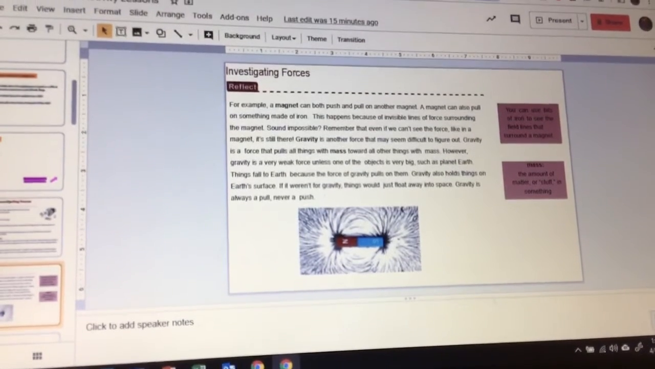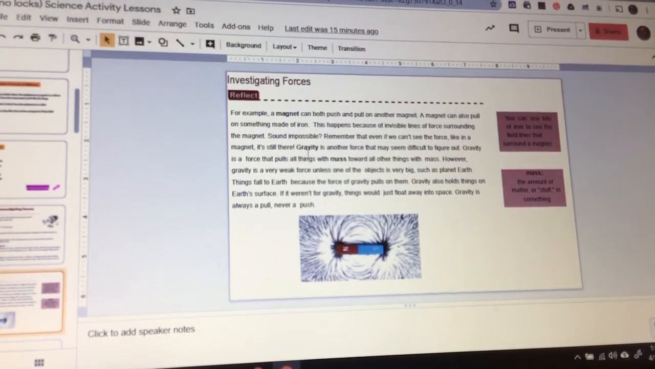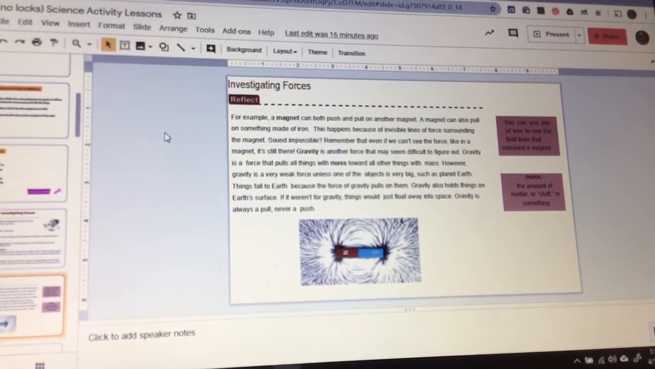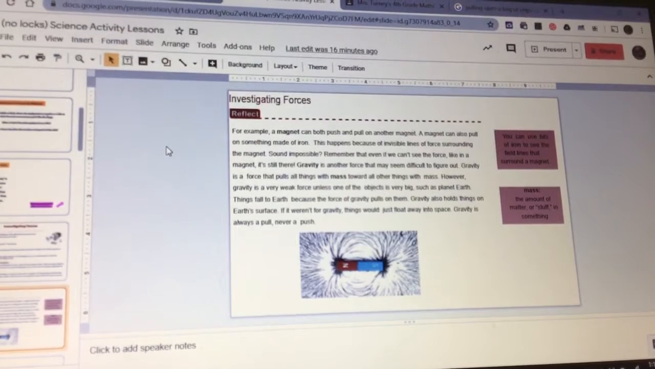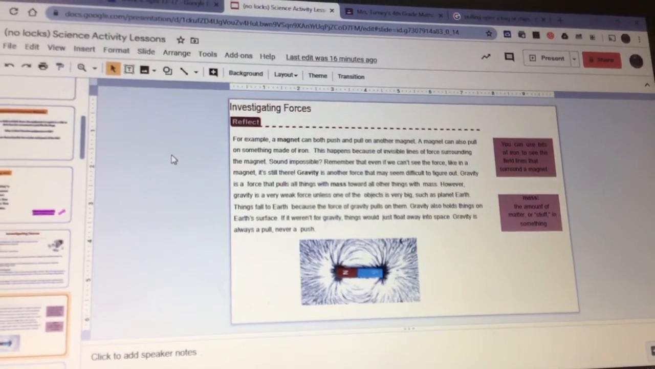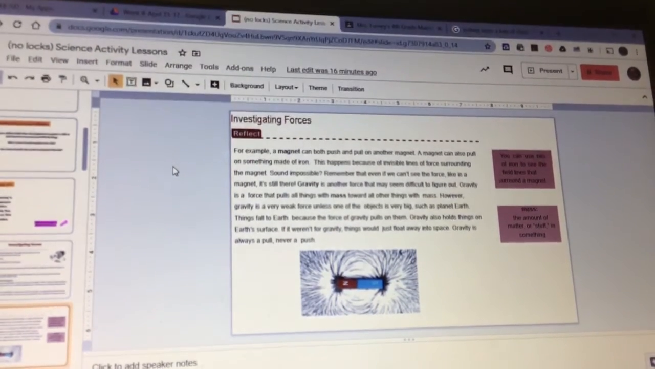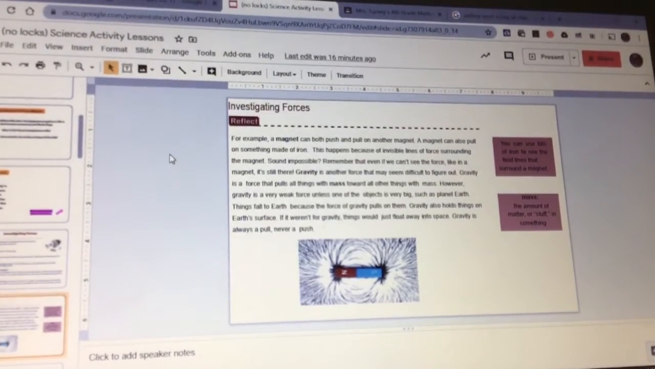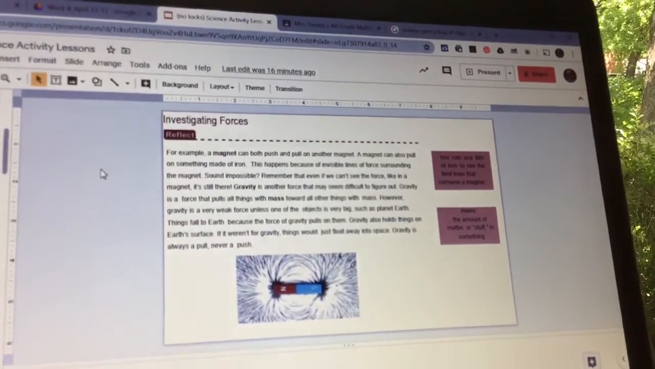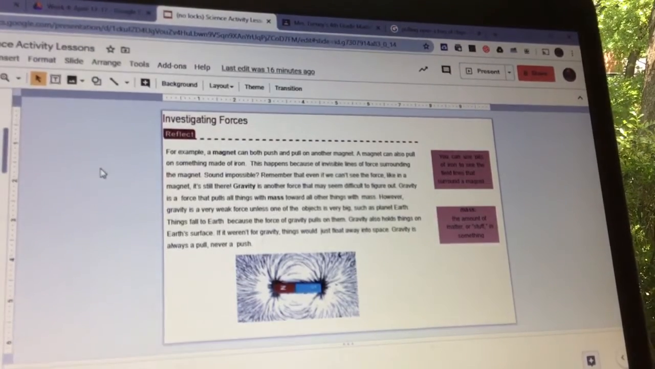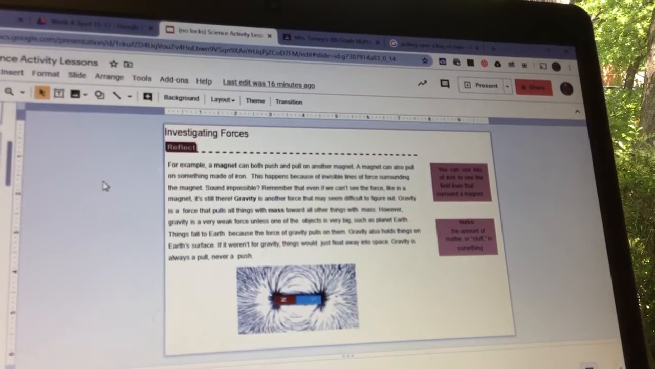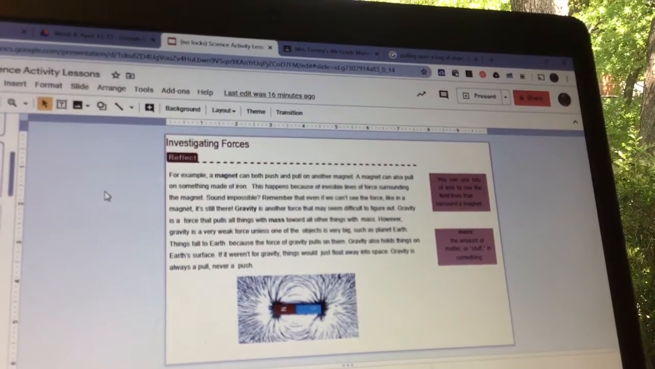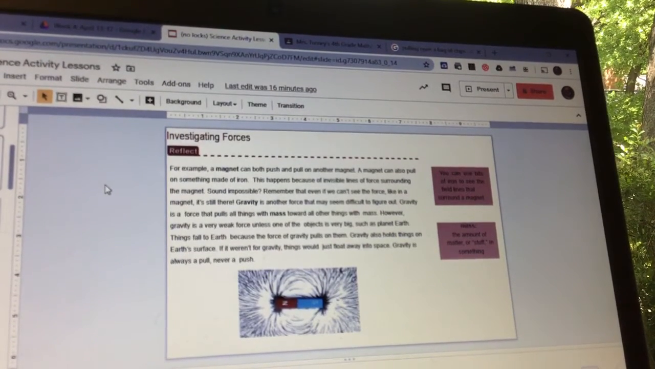All right, so gravity. Gravity is another force that may seem difficult to figure out. Gravity is a force that pulls all things with mass towards all other things with mass. However, gravity is actually a very weak force unless one of the objects is very big, such as planet Earth. Things fall to Earth because the force of gravity pulls on them. Gravity also holds things on Earth's surface. If it weren't for gravity, things would just float away into space. Gravity is always a pull and it is never a push.